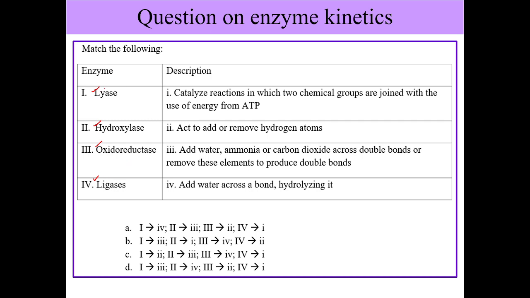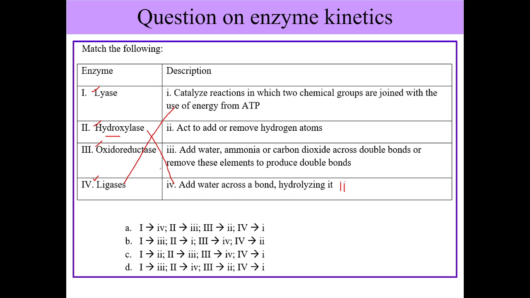So see which of these particular enzyme classes are doing what kind of function. So if you look at this one, hydrolases, what is it doing? It is going to add water across a bond, hydrolyzing it. So this should be 2. So the fourth option should be 2. Okay. Now what about ligase? Ligase catalyzes reactions in which 2 chemical groups are joined using ATP. So it should be the first option.